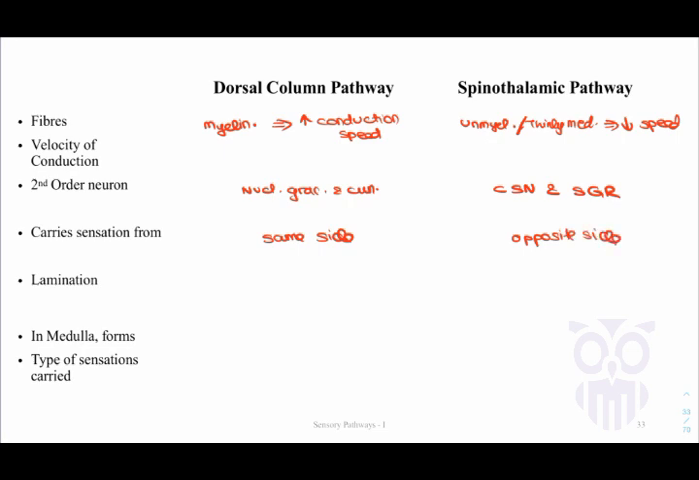Lamination: I told you in the dorsal column pathway, medially you will have sacral, the lower segments, and laterally you have the upper. But here it is the other way. Medially you have the upper and laterally you have the lower fibers. I have explained before why it happens, in the introduction part.